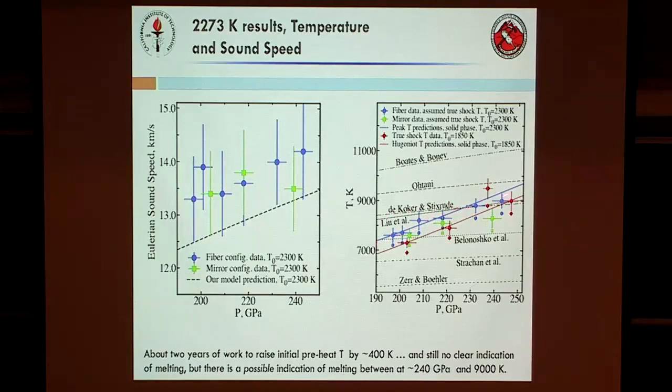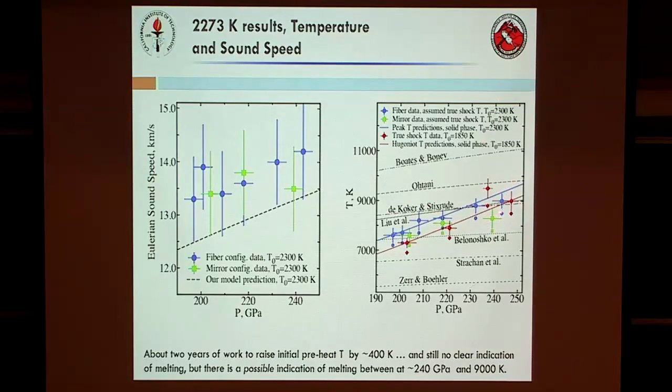The blue line is a model for the solid, and only the very highest pressure point here is less than one sigma off the model for the solid, whereas it should be significantly colder if it's liquid. So basically, we still have only a lower bound on the melting curve. At 240 GPa, it's about 8,700 Kelvin or higher. That's the best we've been able to do.